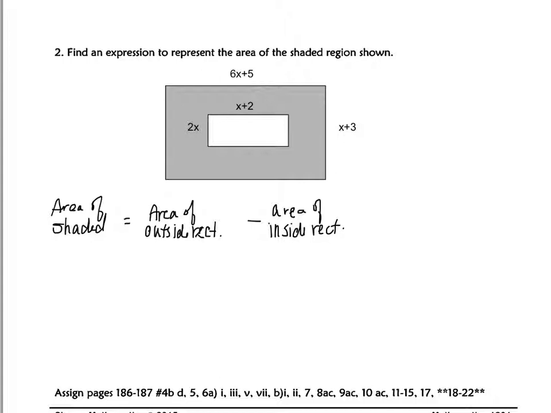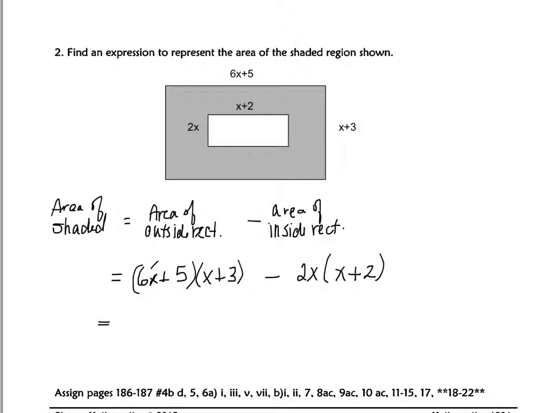So in this case, the outside rectangle has dimensions of 6x plus 5 by x plus 3, and the inside rectangle has dimensions of 2x and x plus 2, and I'm going to put the 2x in the front. Doesn't matter which order, but if it's a monomial times a binomial, I prefer to have the monomial in front. And then we just multiply this out and simplify.